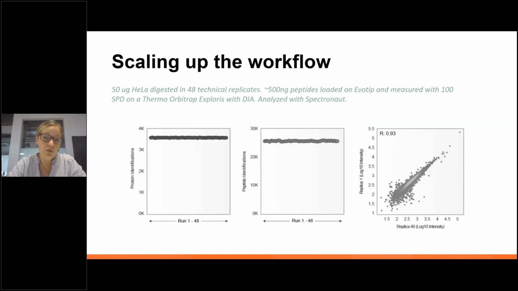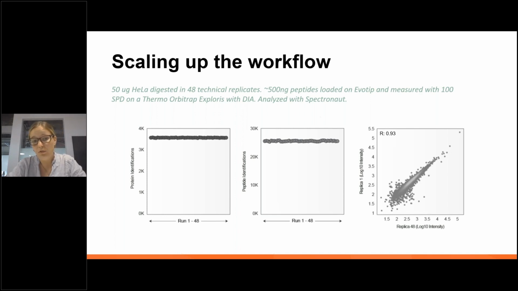So with this, we wanted to scale up the workflow and see if we could get reproducible results. We measured 48 technical replicates, all digested on the Opentrons, with 50 microgram HeLa protein as input. We measured with 100 samples per day in DIA mode, and we're quite pleased to see that the identifications are very similar. A bit more than 3,500 proteins were identified.